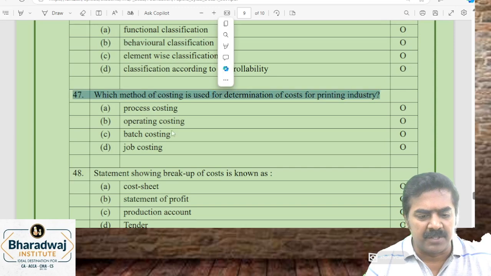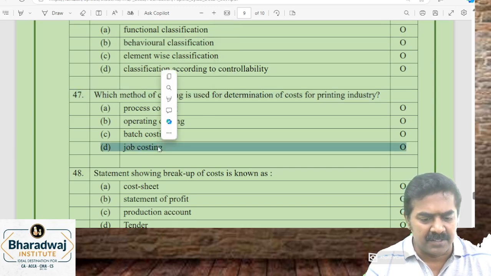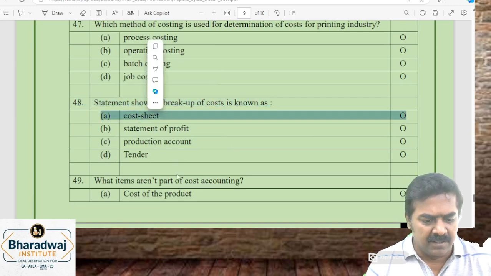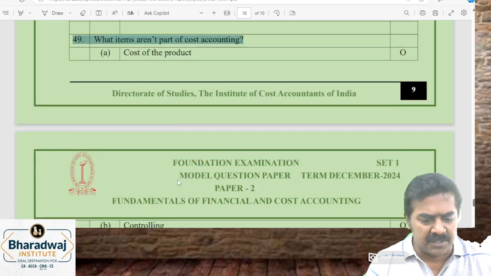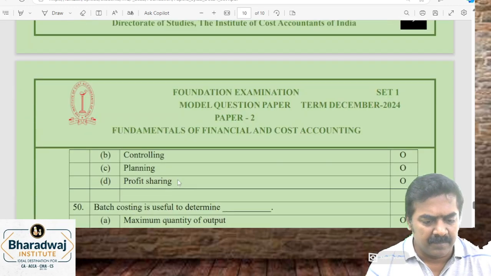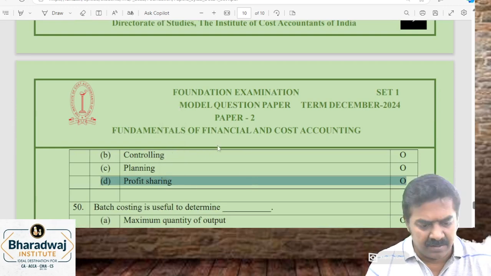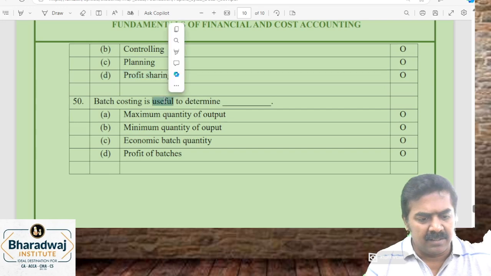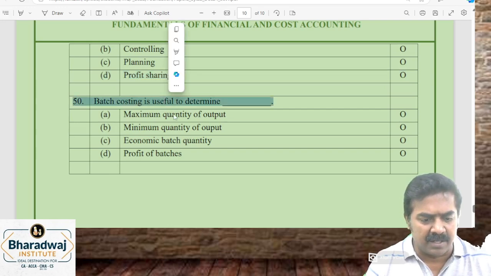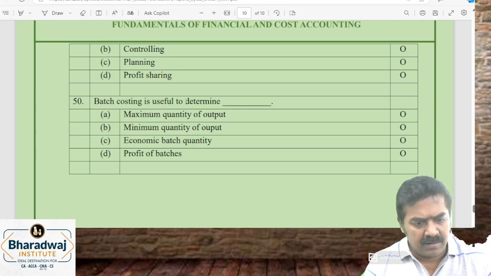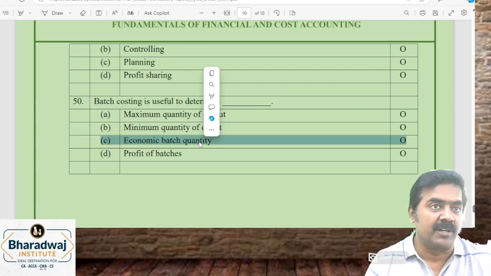Cost is divided into fixed, variable and semi-variable cost according to behavioral classification. Which method is used in the printing industry? Job costing. A statement of breakup of cost, we call it a cost sheet. The items that are not part of cost accounting are called profit sharing; we don't include them in cost accounts. Then, batch costing is used to determine economic batch quantity.